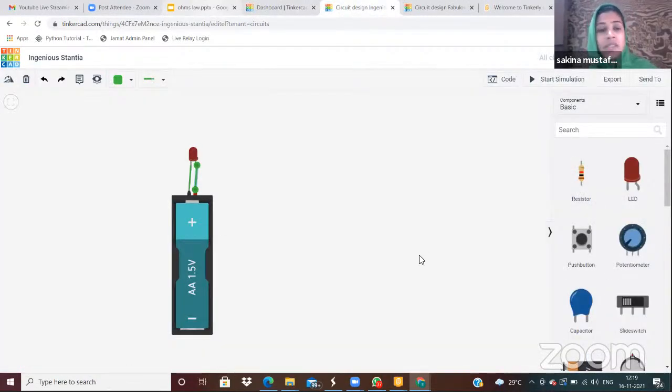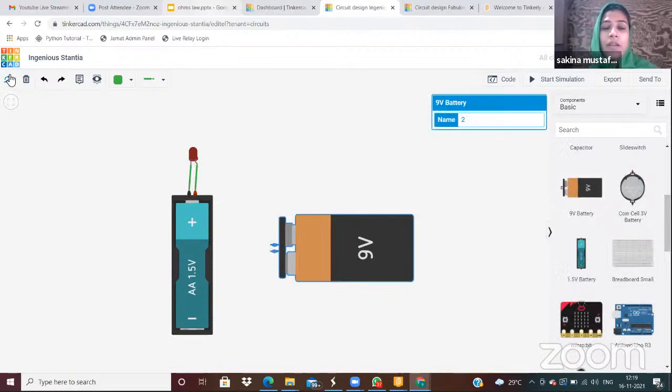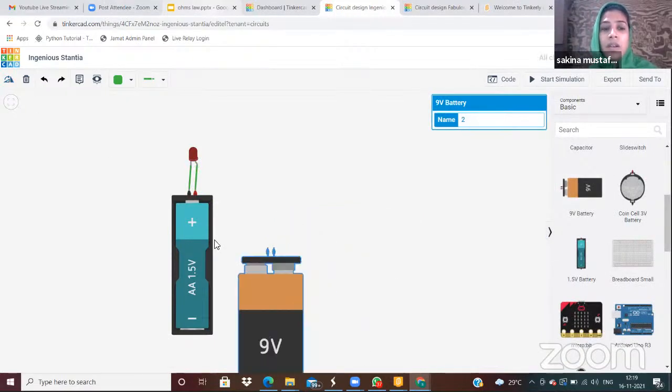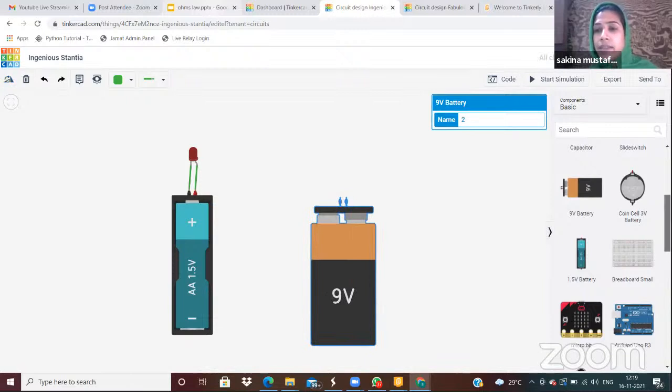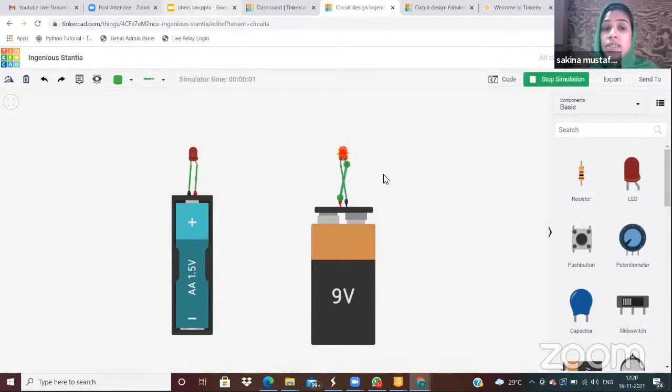Okay, so I just took 1.5 volt, which was sufficient. My LED was blinking. So now I took the 9 volt battery, and I just connected this. The cathode is always connected to the negative. And when I click on start simulation, you can see my LED got burst, because the current was too much.